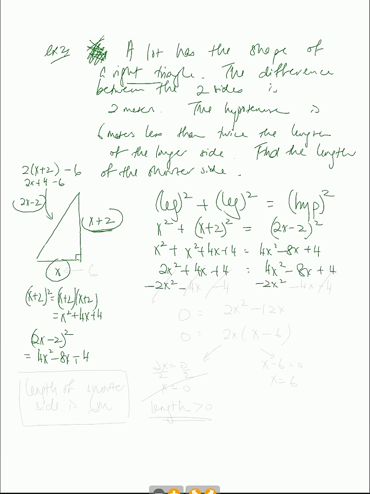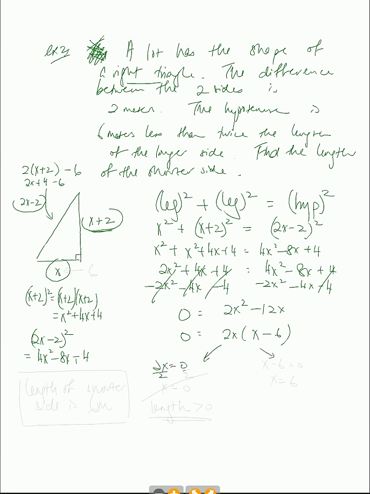I'm going to collect them to the side that has more x squares. And in doing so, that's gone, leaving me with 0. And on the other side, I have 2x squared minus 12x, and that's gone too. So if I factor out the GCF, which in this case is 2x, I will end up with x minus 6. So put each piece to 0.